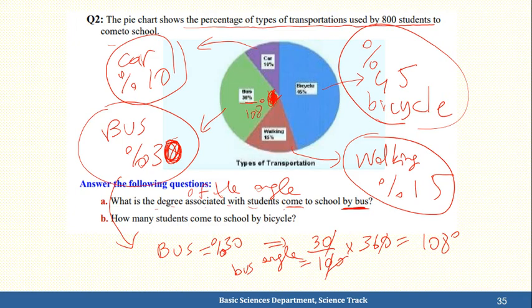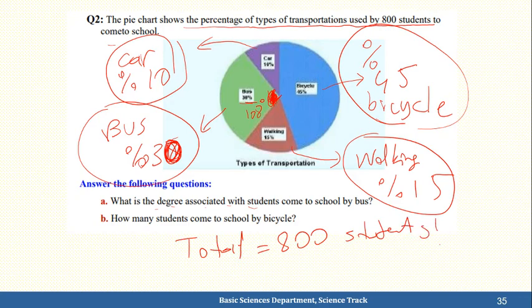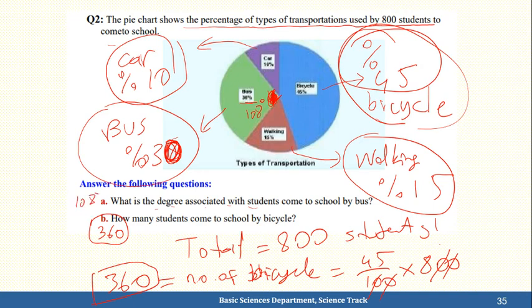Now, how many students come to school by bicycle? Let's look at the bicycle. How many total do we have? The total number of students is 800. And the pie chart says 45% come by bicycle. So the number of bicycle students is 45% of the whole. It has to be 45 divided by 100 times 800. This will give us 360. So we have 360 as the answer here.